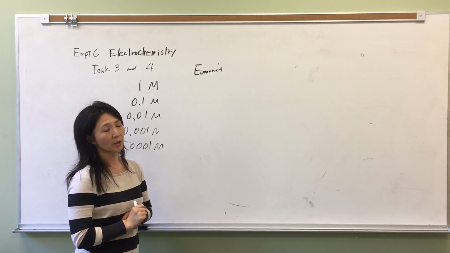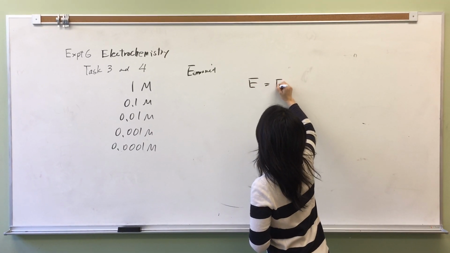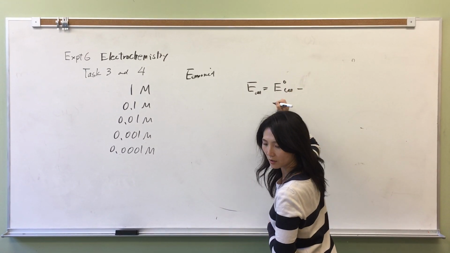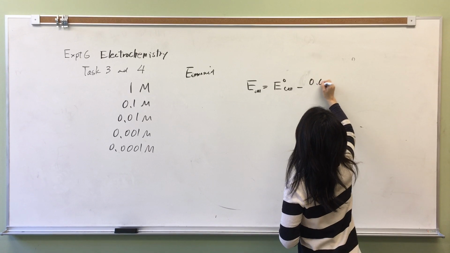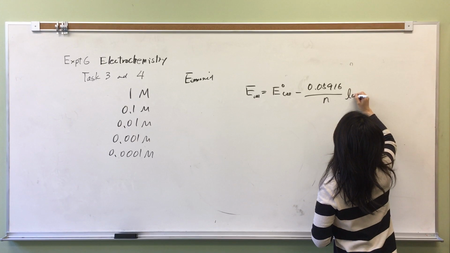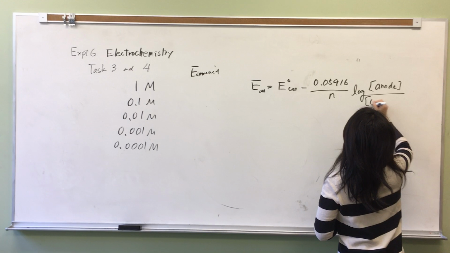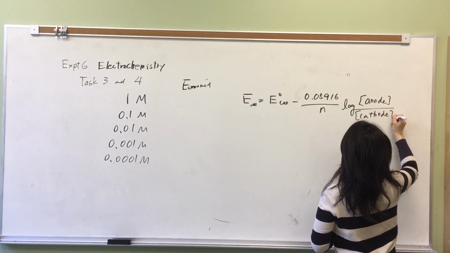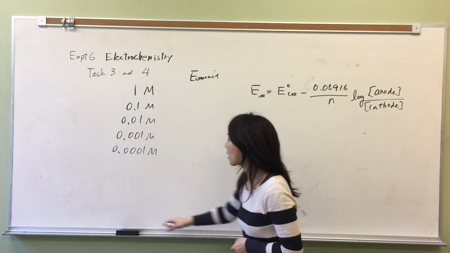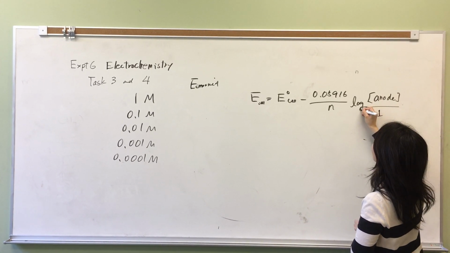Then the main purpose of this is that you need to make the graph. The graph is for the Nernst equation: E cell equals E naught cell minus 0.05916 over n, times log of anode over cathode. For the concentration cell, the cathode is always 1 molar. So the bottom one is here, the concentration for the cathode is 1.